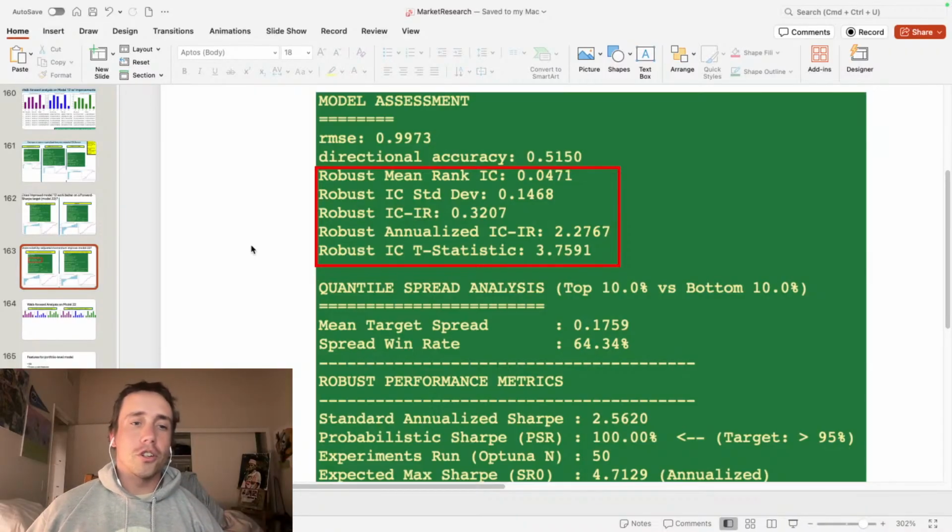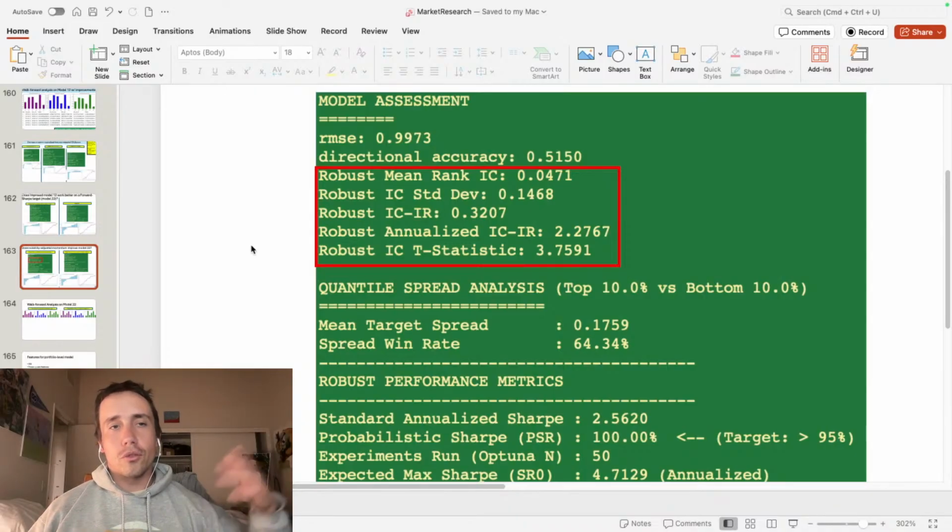These next four metrics are telling me about the stability of the model. You want something that's powerful, but you don't want something that's really powerful at its best but fails really bad at its worst.